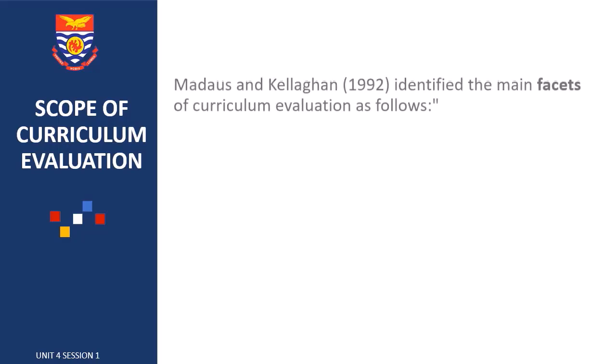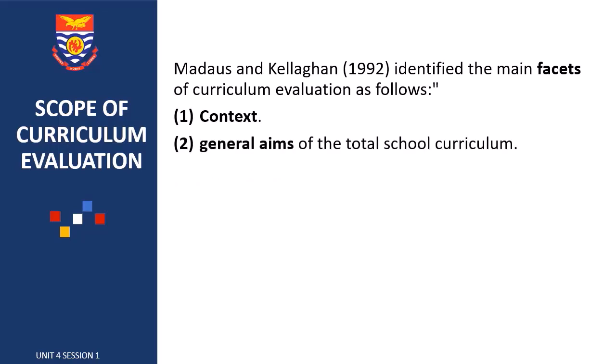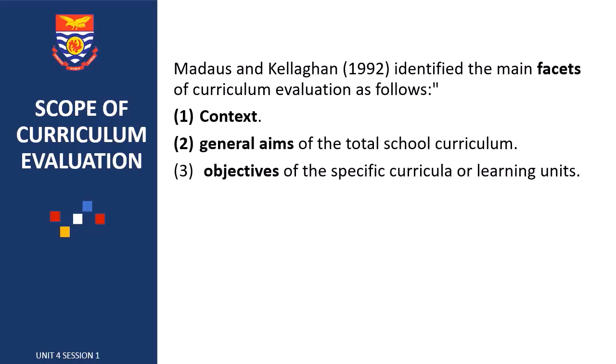Let's look at the scope of the curriculum evaluation. Curriculum evaluation is a very complex and multifaceted activity. Formal evaluation activity can focus on a variety of aspects of curriculum. However, Madaus and Callaghan identify the main facets of curriculum evaluation as follows. 1. Context. 2. The general aims of the total school curriculum. 3. The objectives of the specific curricular or learning unit.